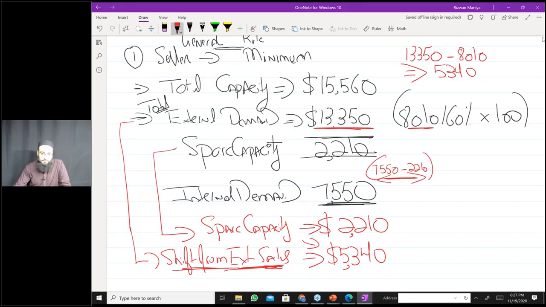Okay. Now, is this clear? This is clear. And I'll tell you how to draft this as well very easily now.